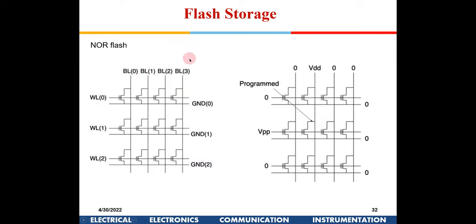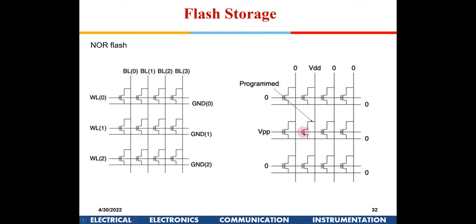So this is a NOR. You have multiple ground lines, and you will find this is word 0. Suppose I have to write data into some transistor: this is 0, this is 0, this is 0. I want to write data into this particular cell, so I put a VDD here, I put a ground here, and I give a VPP. VPP is slightly higher than VDD. It is not as high as the 20 volts required for EEPROMs, but it is slightly higher than VDD.